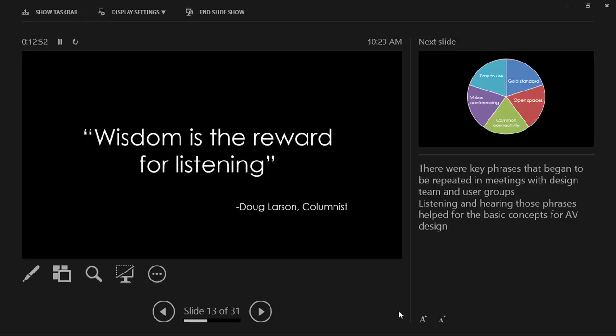So I really like this quote. I'm sort of paraphrasing it here, but throughout all of those meetings, it was really critical to be able to pick out key phrases that happened over and over again in those conversations. To just sit back and listen was really key for me in starting to design the AV systems for these rooms. To listen to what these folks thought was important. And there were certainly some themes that came up several times.